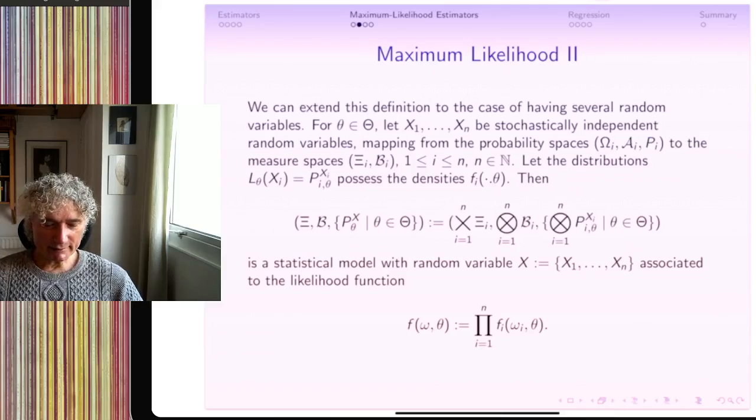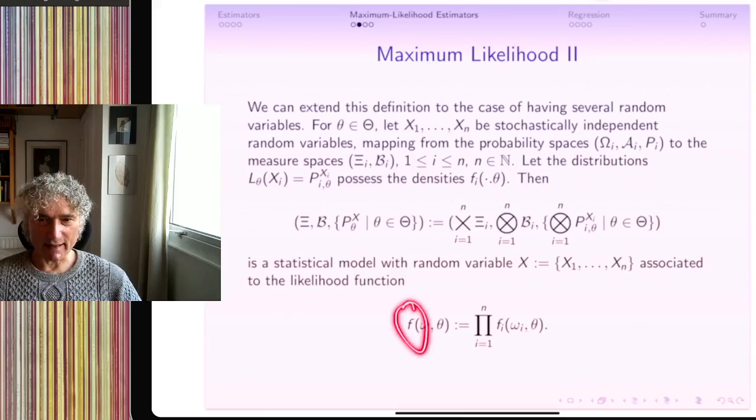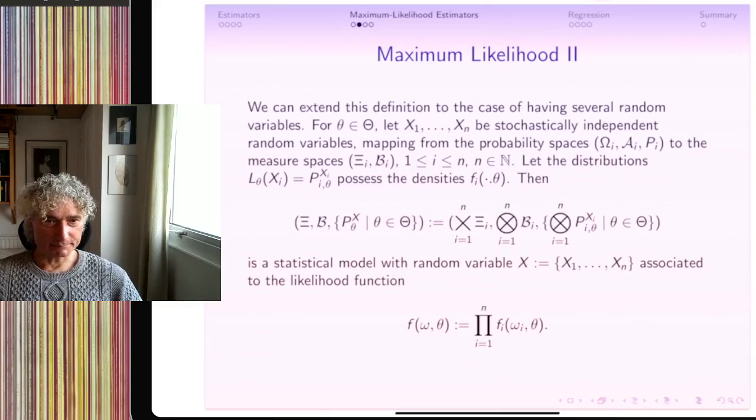And then you can interpret this new larger space as a statistical model again, where now the random variable x has n components, x1 up to xn, and this random variable x is associated to the likelihood function, which we just call f, and f of omega, the observations, and theta, the parameter. This is then, of course, just given as the product over all these individual densities f_i.